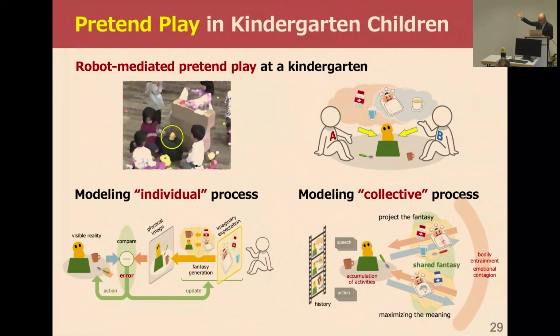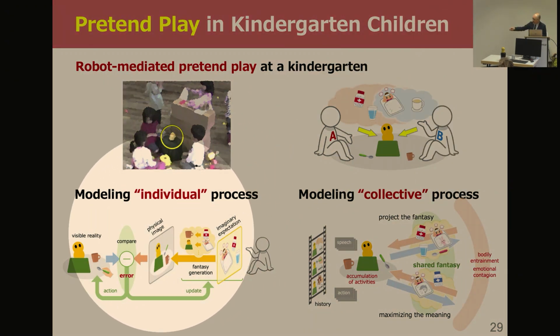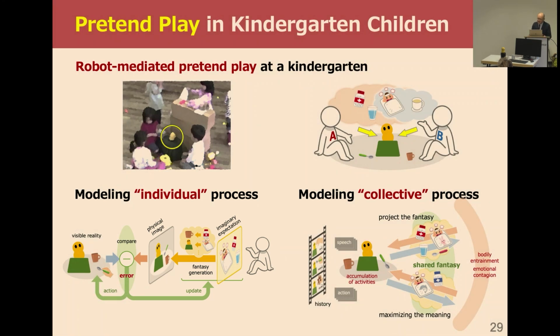So to wrap up this kind of pretend play, we observed or participated in about 50 different cases of such pretend play. At the individual level, on the left bottom, I think that each child projects their imagination onto the reality. To model this, I think that we need to extend the existing predictive coding theory to be able to handle the unrealistic imagination.